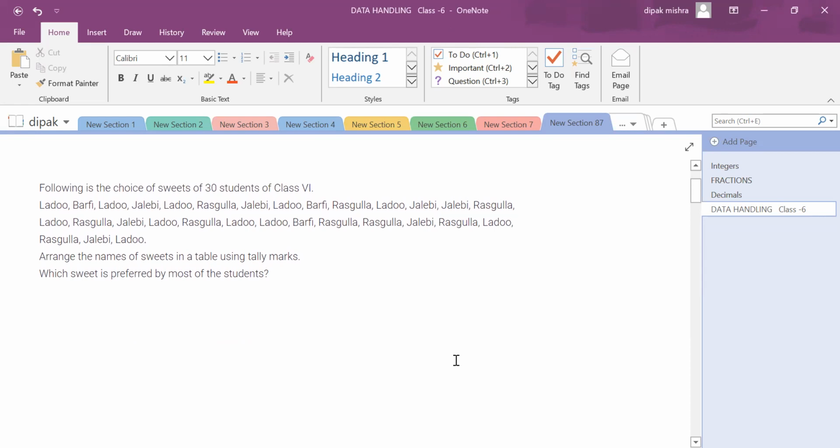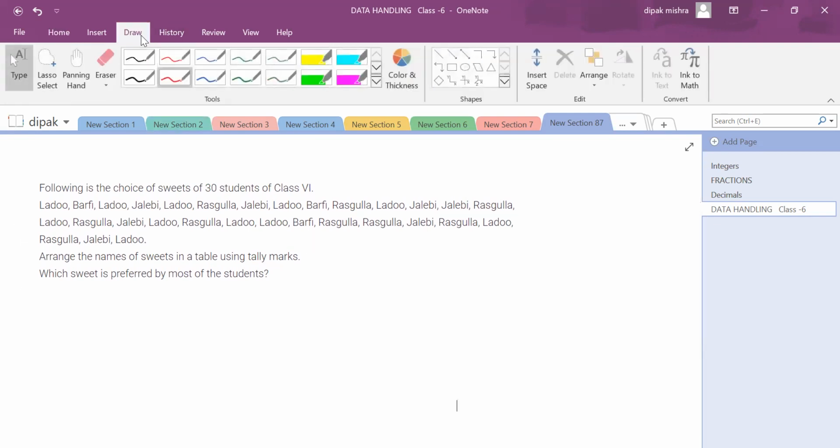The first question is: the following is the choice of sweets for 30 students of class 6, laddu, barfi, laddu, jalebi, and so on. Arrange the names of the sweets using tally marks. So how do you do tally marks? Take laddu. How many are there? 1, 2, 3, up to 11. So 11 will be 5, 5, and 1: 5 and 5 is 10, and 11. This way you can do it for laddu.